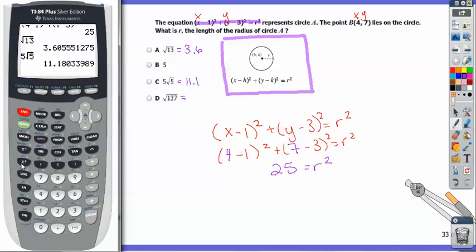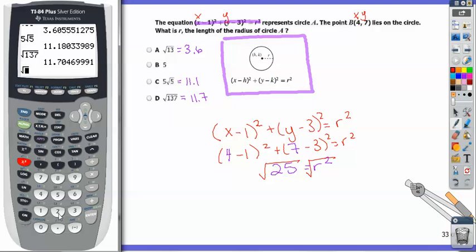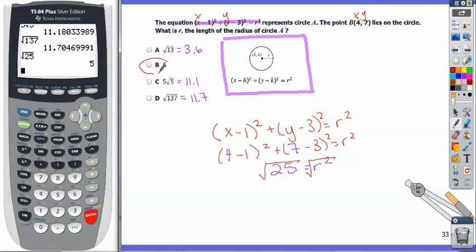And the square root of 137 is 11.7. So when I have r squared equals 25, I need to take the square root. I'm going to plug that into my calculator, and the square root of 25 is 5. So my answer is B.